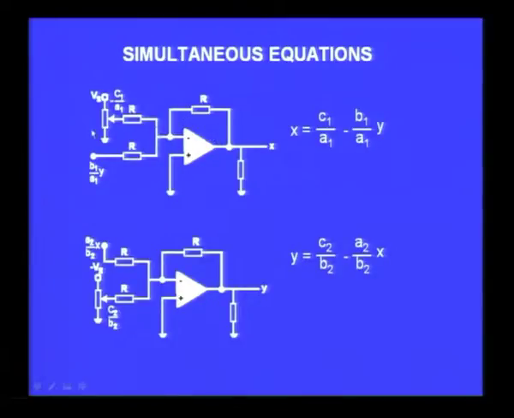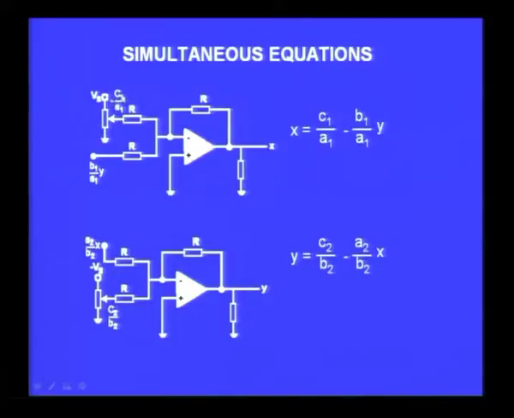What I have done is I have taken B1 by A1 times y. I assume B1 by A1 times y is available at this input. At this input, from a voltage source, I obtain minus C1 by A1 times this voltage Vs. This feedback resistor is R, this also is R, this also, therefore this summing amplifier has a coefficient of 1, R by R in both. But I am applying it to the inverting input, and therefore I am going to get all of them with a minus sign at the output.